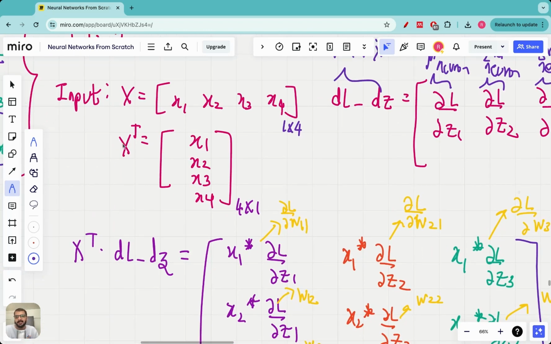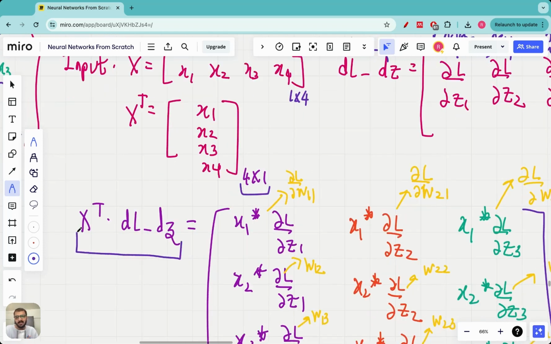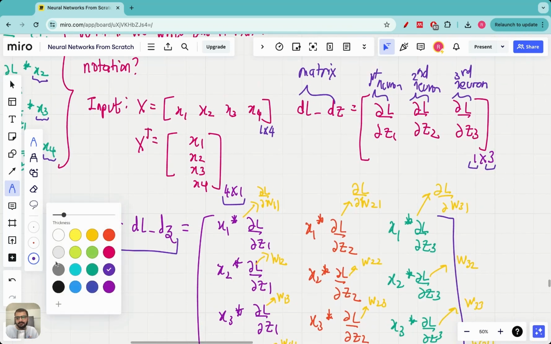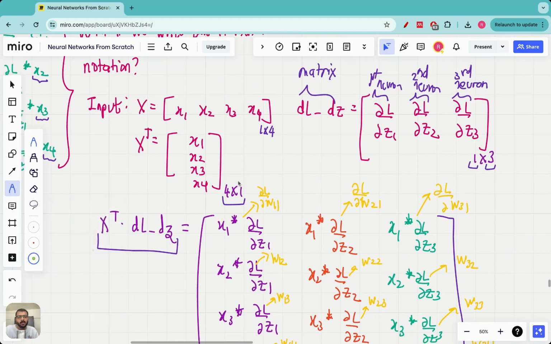Now I'm going to take the transpose of the input. So X transpose will be a column vector x1, x2, x3 and x4. It has 4 rows and it has one column. So it's a 4 by 1 matrix. And now I'm going to take the product of X transpose multiplied by the DLDZ matrix. So first let's check whether this product is even possible. For the product to be possible, the number of columns in the first matrix should be equal to the number of rows in the second matrix. And that is indeed the case. The number of columns in the first matrix is 1, the number of rows in the second matrix is 1. So we can proceed with this product.